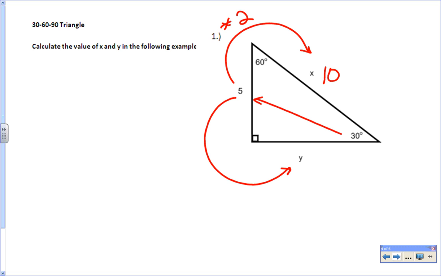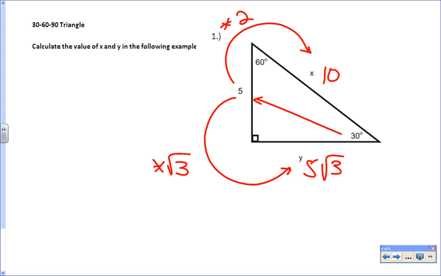So in other words, when I go from the 5 to the Y, I have to multiply by something that's less than 2, right? Because if I multiply by something that's more than 2, I'm going to make it bigger than the hypotenuse, which is unacceptable. This one's a little bit harder. Perfect. Multiply by the square root of 3, which I believe is 1.8 somewhere. And so it is less than 2, right? And so this would be 5 square root of 3.